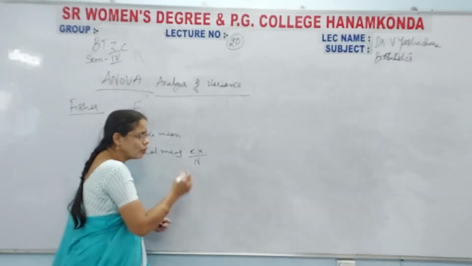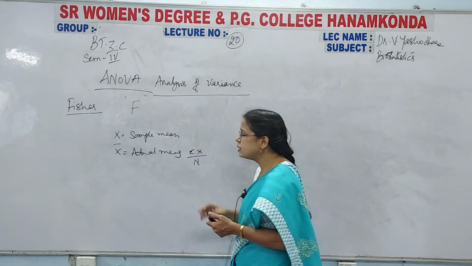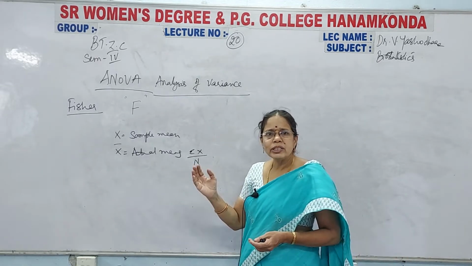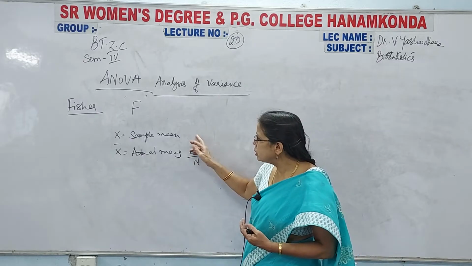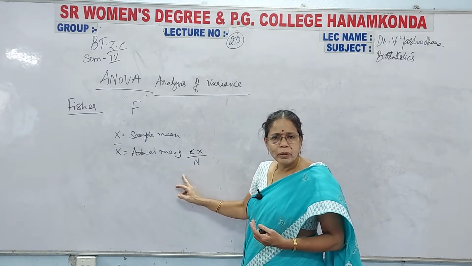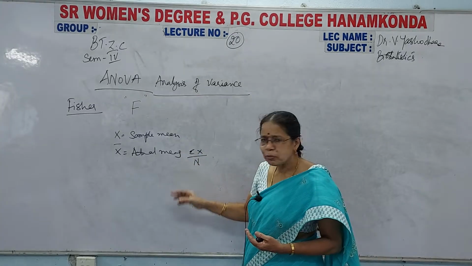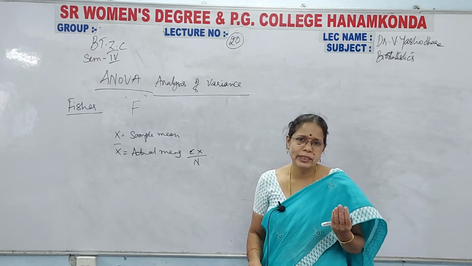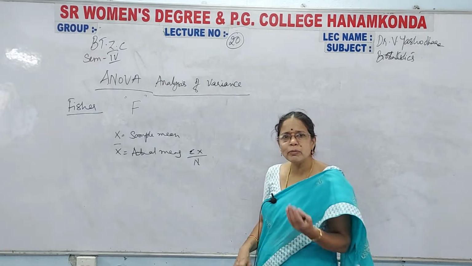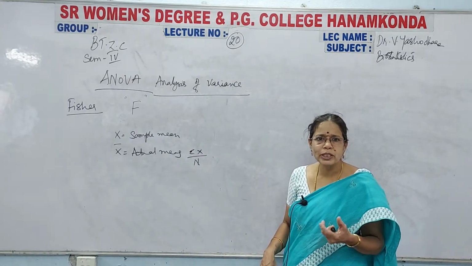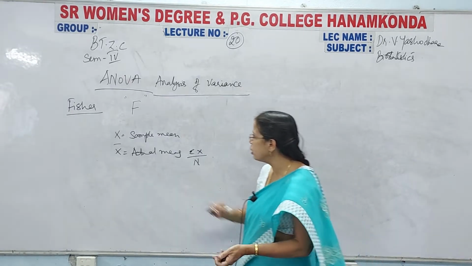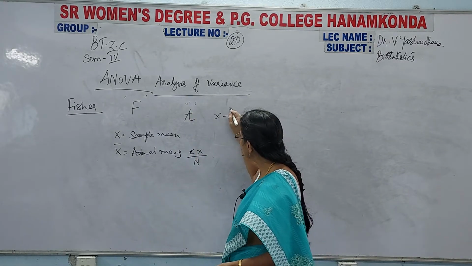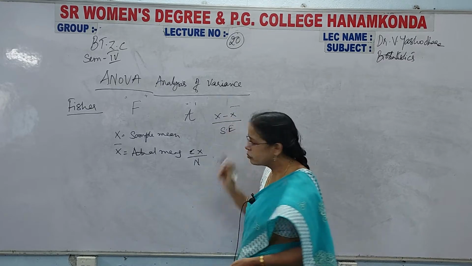These we have studied during the student t-test. Student t-test is a test used for the identification or representation of the difference between the sample mean and the actual mean. For the difference between the sample mean and the actual mean, we go for a test called the student t-test. That was demonstrated by Gossett, and his pen name is Student, so it is known as the student t-test. It is denoted by T. T is equal to, see here, X minus X bar by standard error.